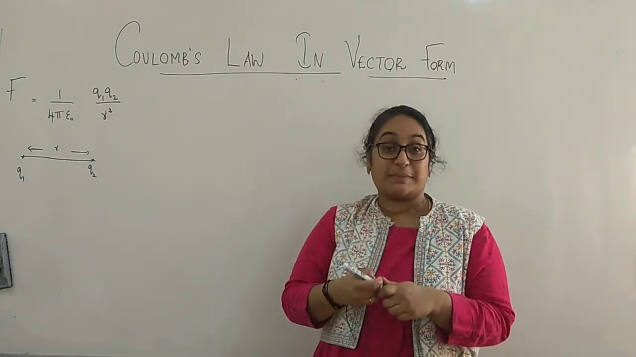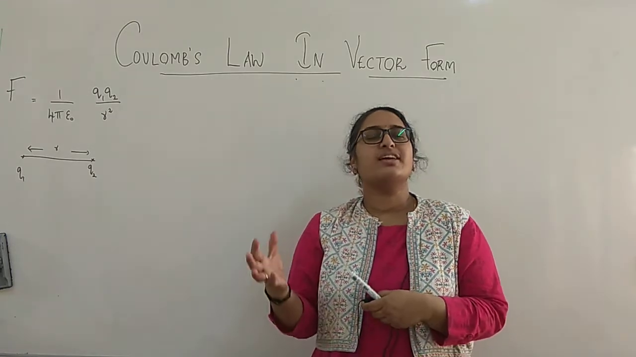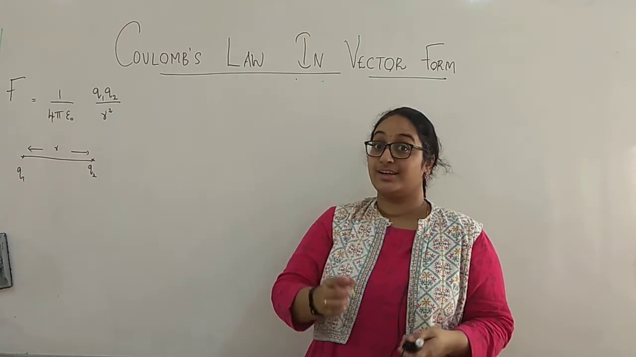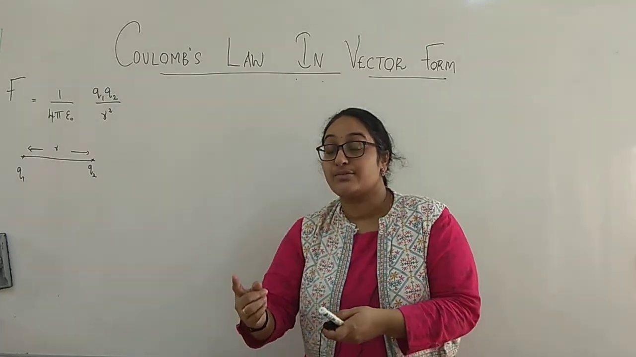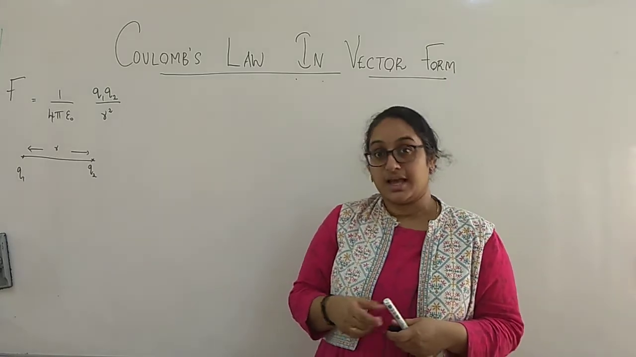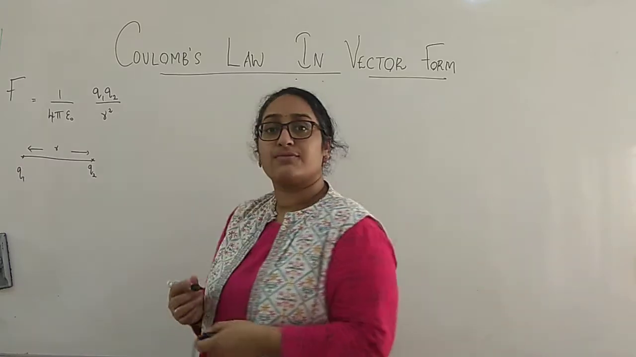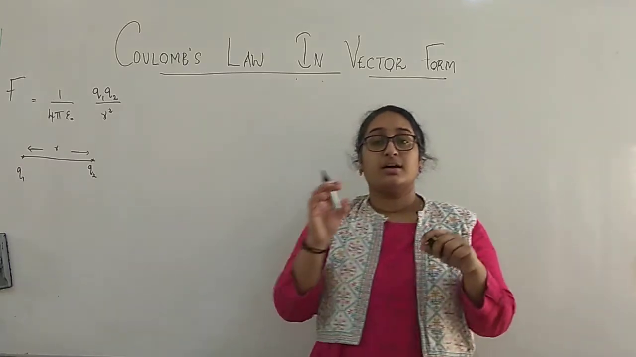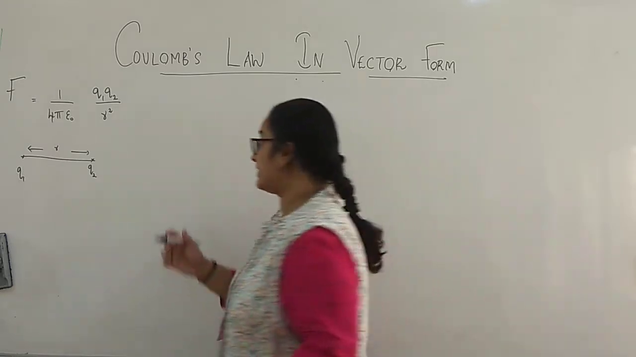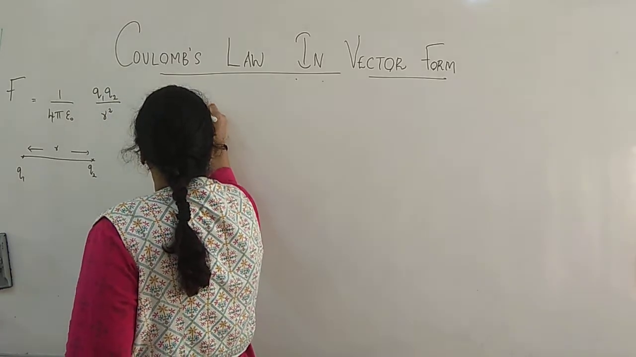Now I'm going to be more specific. Like I mentioned in my last video, I will be talking about F12 and F21: force on Q1 by Q2 and force on Q2 by Q1. So let's see how to represent it. I'll take 2 different cases, like charges and unlike charges. Let us first draw the directions for 2 like charges. First case, I have like charges.